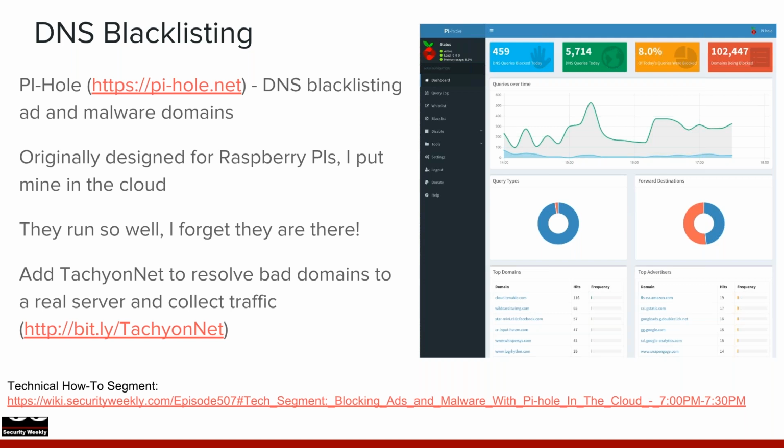We also, Joff Fire actually extended this, because if someone visits a malicious domain, let's say, that name will typically resolve to localhost, so 127.0.0.1. What Joff did was build a system that says anytime someone goes to a blacklisted domain, it actually redirects them to a server that collects their traffic for analysis. So we've done technical segments on that, and Joff's project called TacyonNet is available in open source, which is essentially collecting what that bad traffic is for analysis.